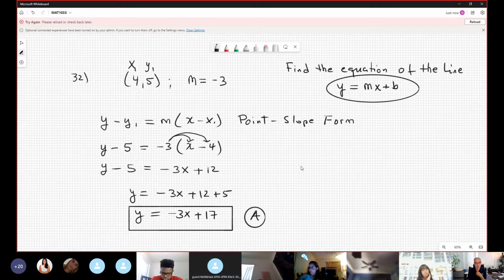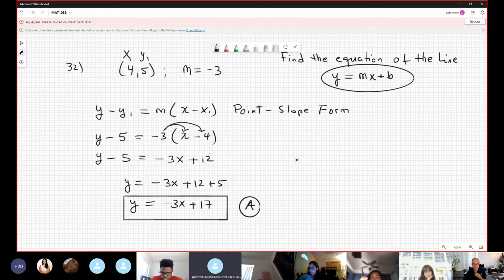Any questions, guys? Do you understand very well point-slope form? This is fantastic. This allows me to find the equation of the line when you have in your hand one point and a slope. Okay?